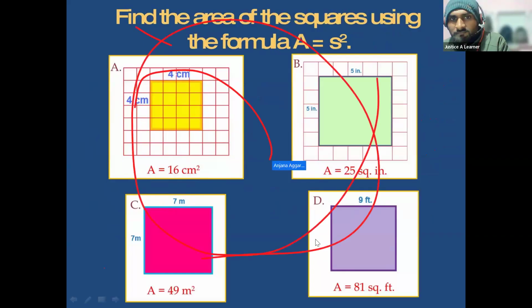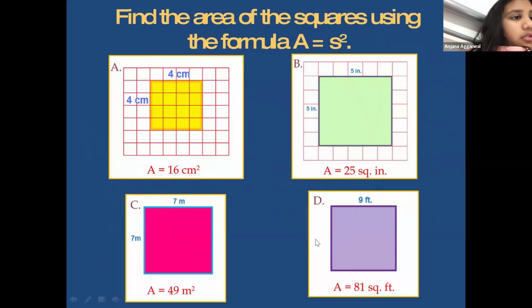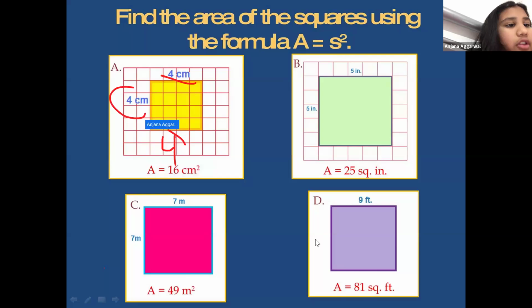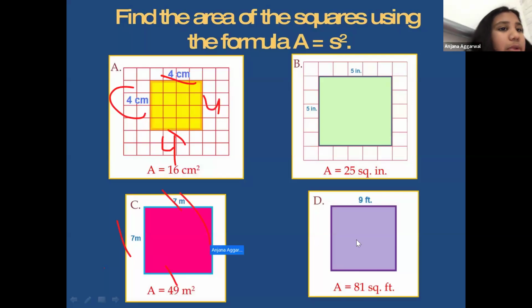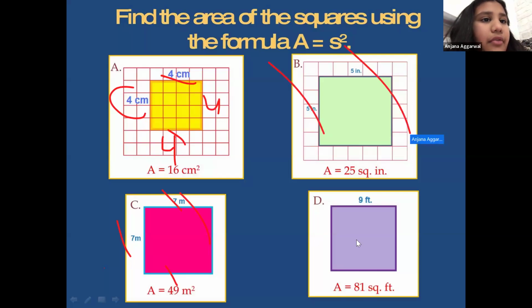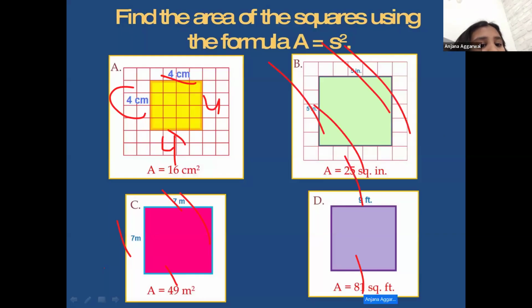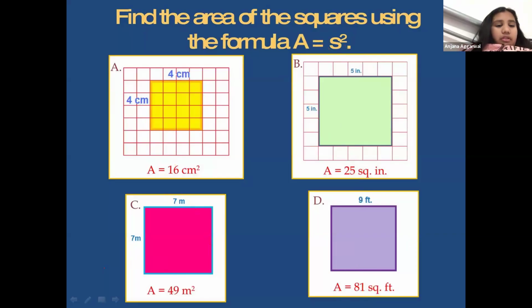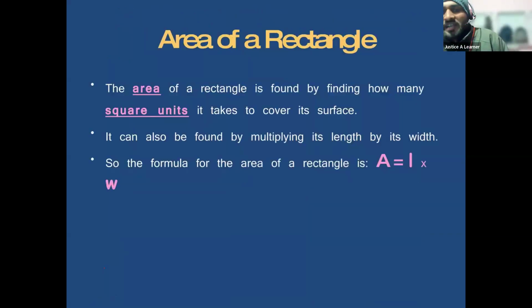Yes, tell me. So if this is 4, then you know that this will be 4. If this is 7, you know this will be 7. If this is 5, you know this will be 5. If this is 9, you know this will be 9. So you get 81 then. Yeah, 9 multiplied by 9 is equal to 81.